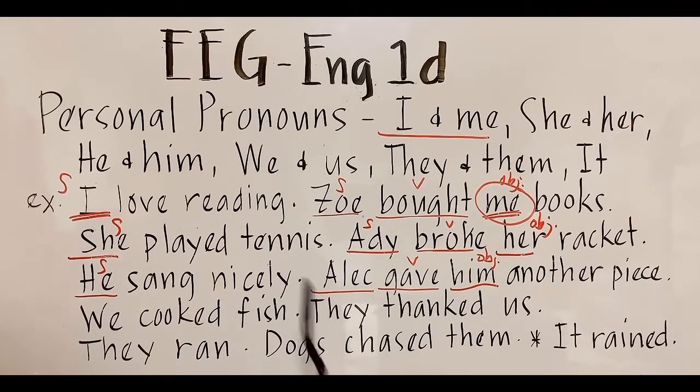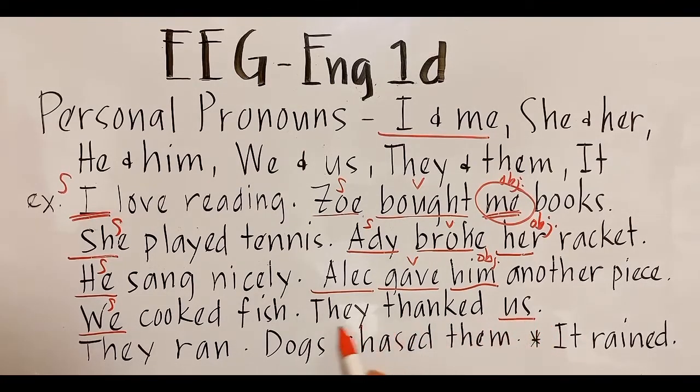Now let's go to we and us. Let's look at the sentences. We cooked fish. They thanked us. Now let's go to the first sentence. There's we, the personal pronoun. So we here is the subject. It's a subject pronoun.